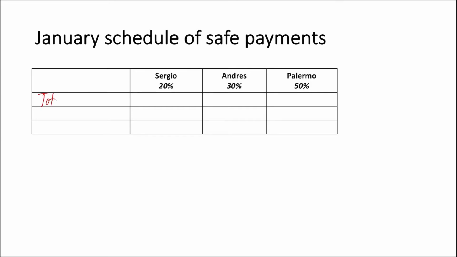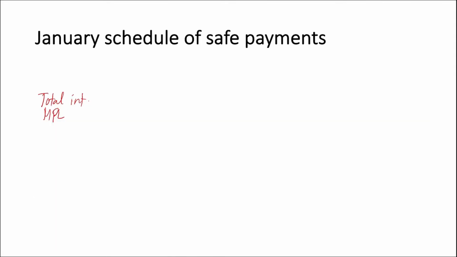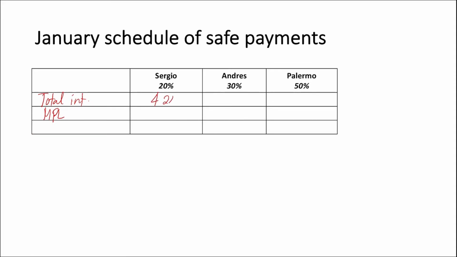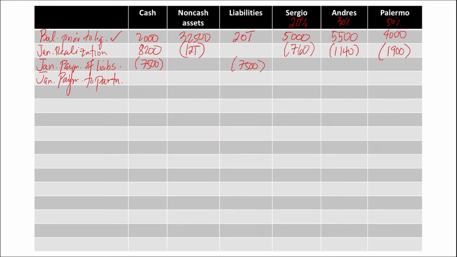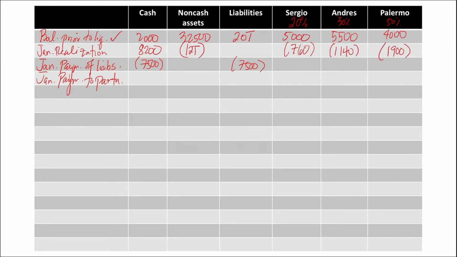'Di ba? Total interest less maximum possible loss. Okay? Sige. So, magkano yung mga total interest nila? Balik tayo para may reference kayo. Sergio, magkano yung total interest ni Sergio? 5,000 minus 760. Lagay natin. Sergio is 4,240. Andres, 5,500 minus 1,140. That's 4,360. Okay? Then, last one, Palermo, 4,000 minus 1,900. That's 2,100.